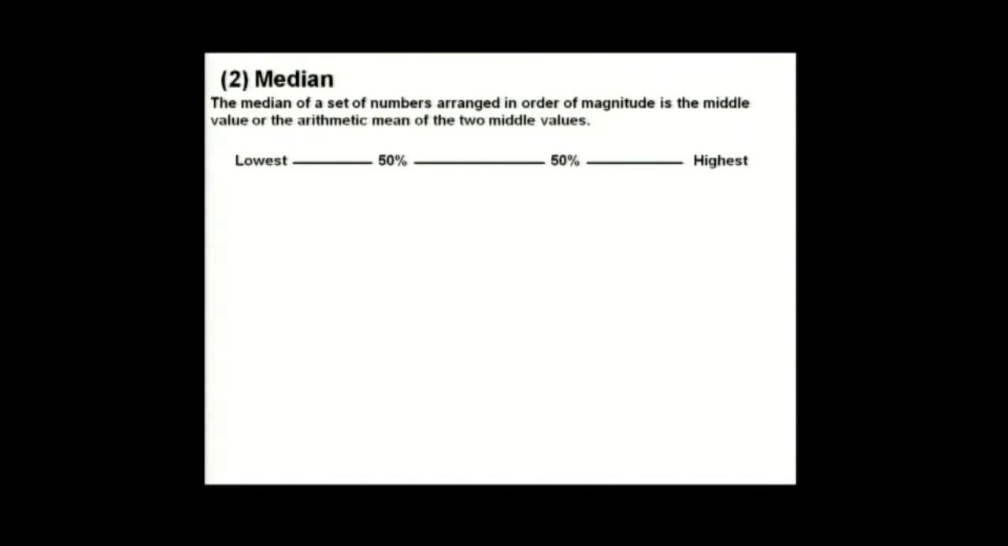Now, the median. The median is the value that, if you arrange all the observations in the order of magnitude, will be the middle value, or the arithmetic mean of the two middle values in case we have an even number of observations. So if you go from the lowest to the highest value, you will see that the median is right in the middle, splitting the number of observations into 50% higher and 50% lower.